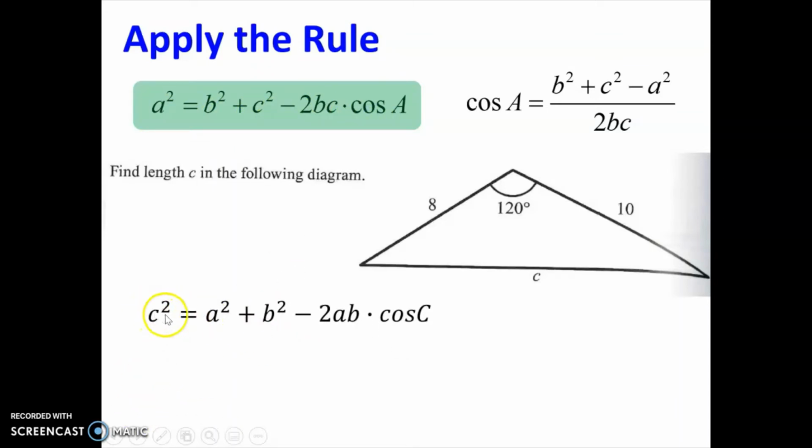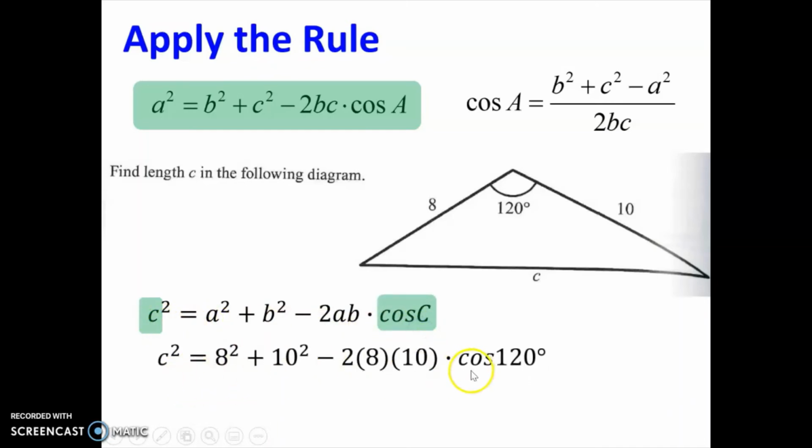If we have C squared here, then right away we have cosine C here. And then we have the other two sides here, A and B, and A and B here as well. Okay, so let's use that. Put in the values you know into this formula. Just pointing out again, if we have C here, then we have cosine C here. That's what it should look like.